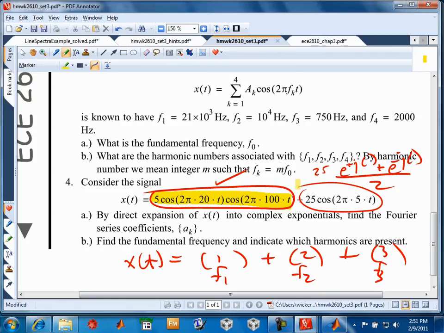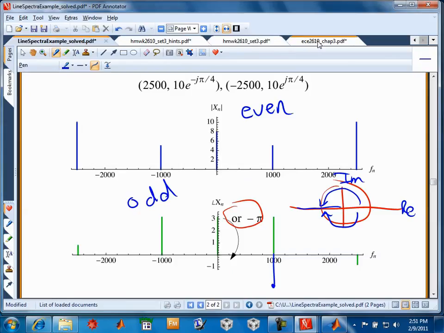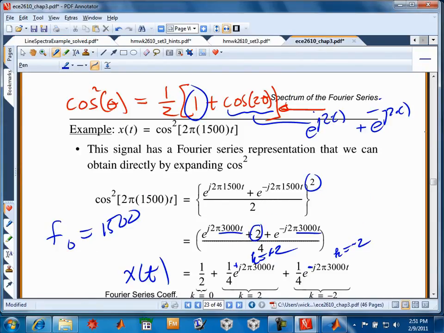We'll spend more time on this next week, for sure, on the Fourier stuff. But what else did I want to do? There's one other thing I want to look at before we get out of here, and this is to help you with the lab.